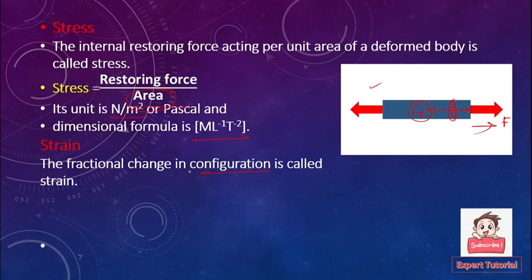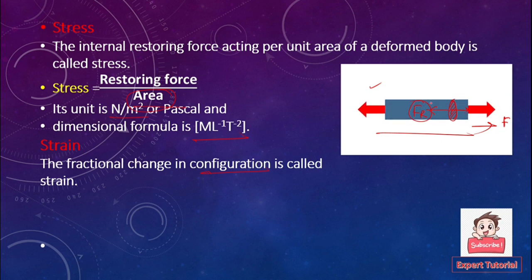So what is this fractional change in configuration? Basically, if we try to pull this, like in this picture, it is elongated. Elongated means it has increased in its length. So the change in the length to the original length is also a strain, a fractional change in the configuration.